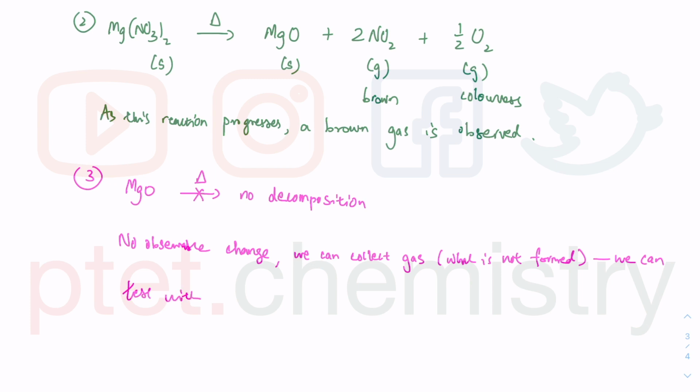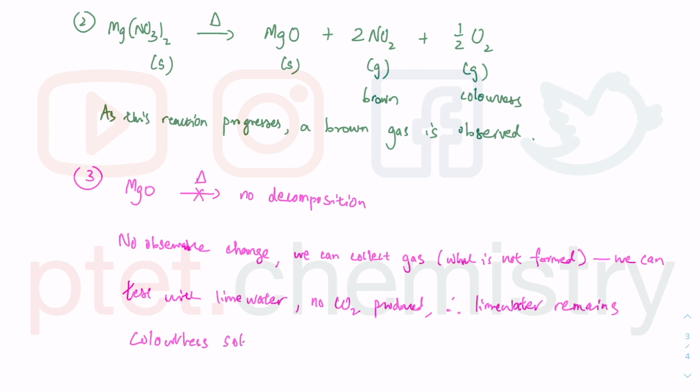I'm just simply stating a test, because if it is colorless, you can't see it, you don't know whether there is CO2 or not, so you just collect the gas. If it is formed, it will turn lime water milky. Here it is not formed, so we can test with lime water. No CO2 produced, therefore lime water remains a colorless solution.